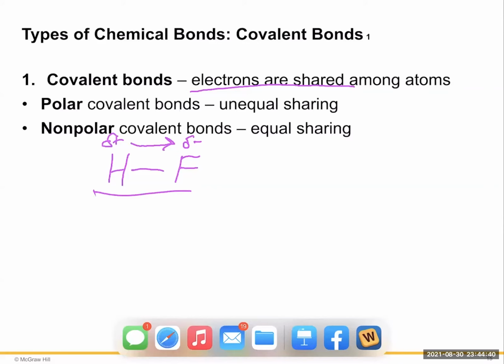If the atoms involved in the bond attract electrons the same, like two chlorine atoms, Cl bonded to Cl, that's a non-polar bond. One chlorine is not going to pull electrons more towards itself than the other. Those are both covalent bonds: one is polar covalent, one is non-polar covalent. In non-polar bonds there's equal sharing; in polar covalent bonds there's unequal sharing.